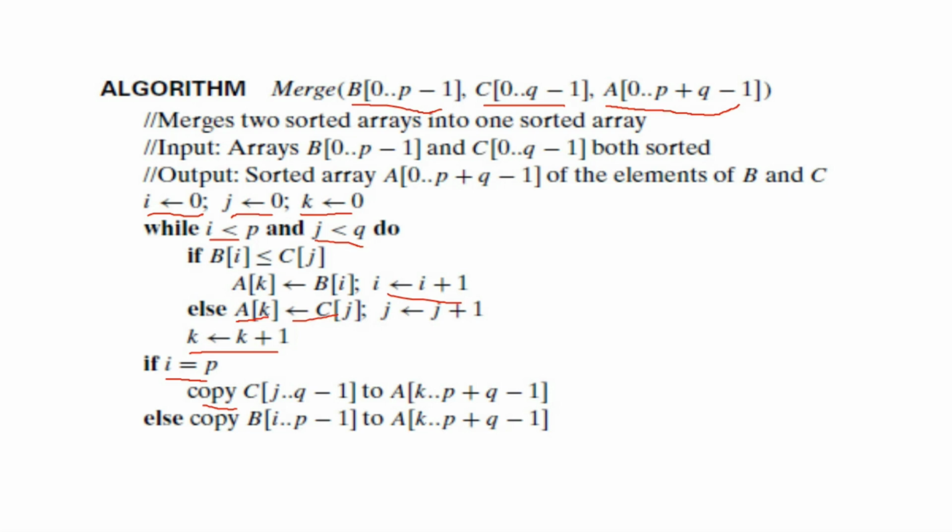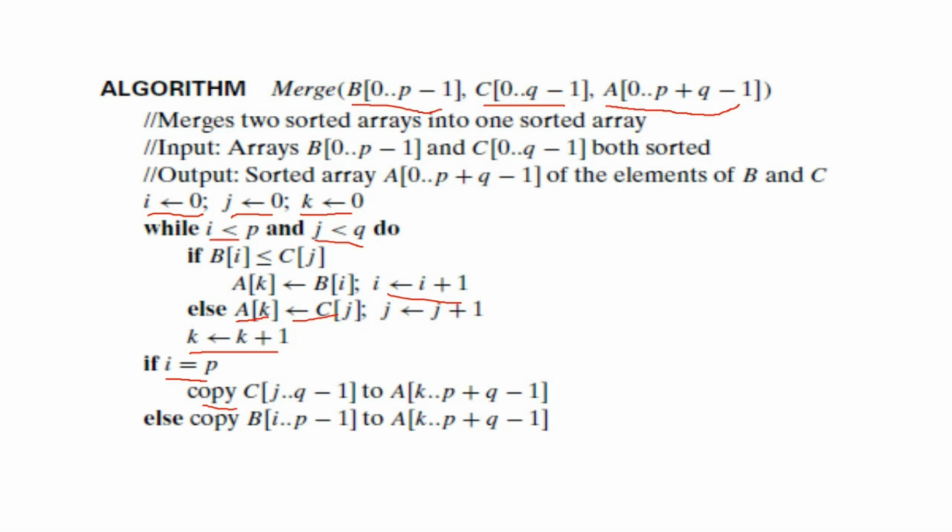So what does it mean? You have some other elements which are remaining in the array C that need to be copied into the end of the array A. So we need to copy C of j until q minus 1 to the array A starting from k until the last index, that is P plus q minus 1.